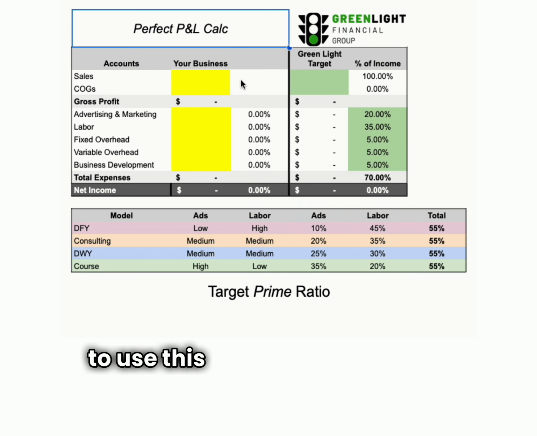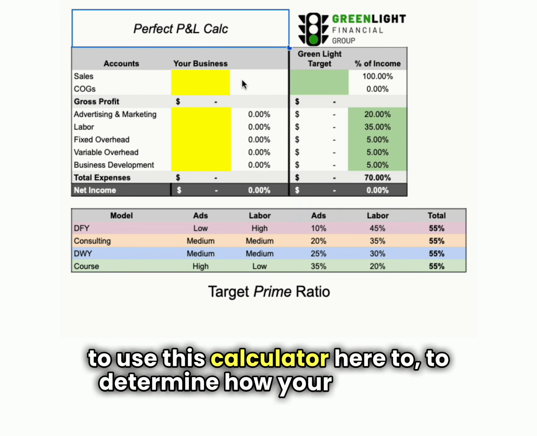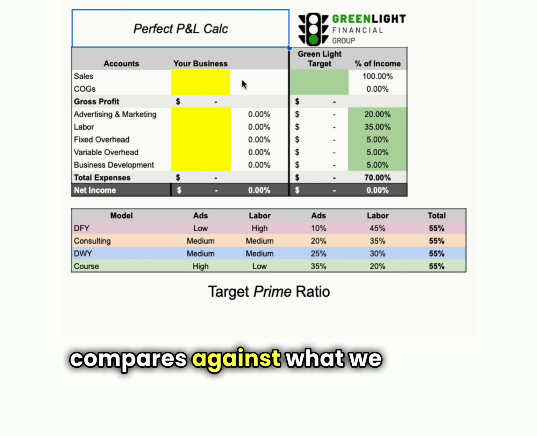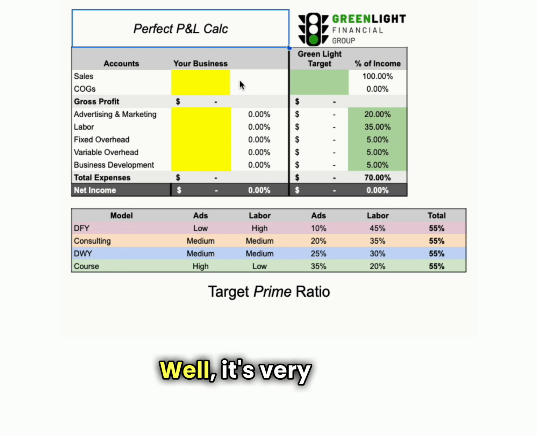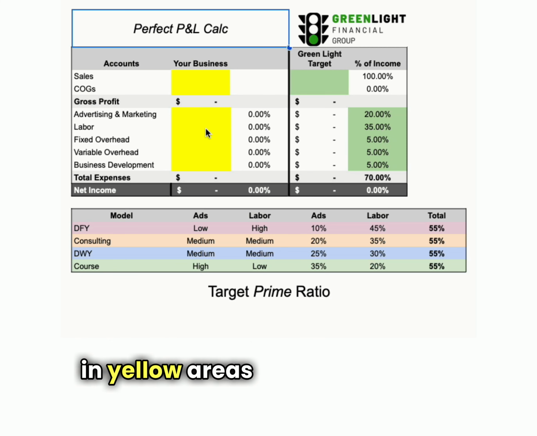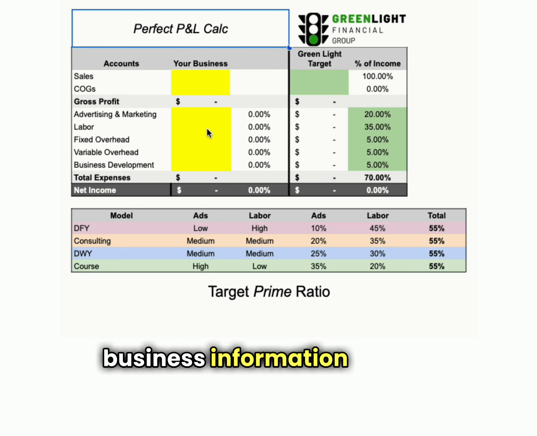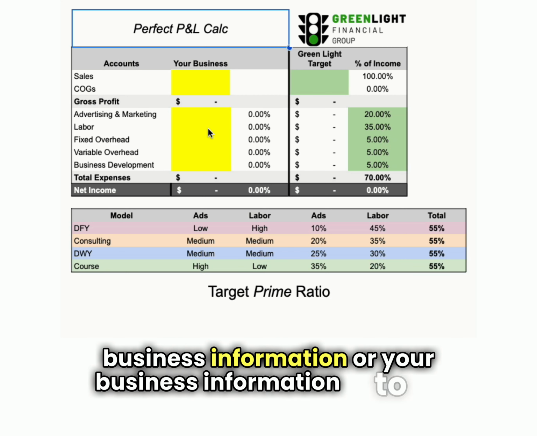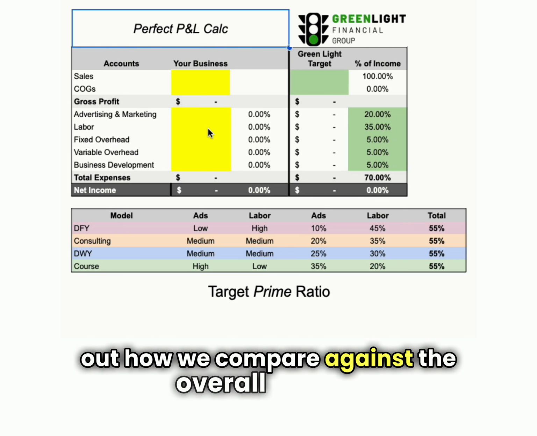Today we're going to show you how easy it is to use this calculator here to determine how your business compares against what we think it should be doing. Well, it's very easy. We're going to start by using these highlighted in yellow areas to fill out with our business information, or your business information, to figure out how we compare against the overall target.